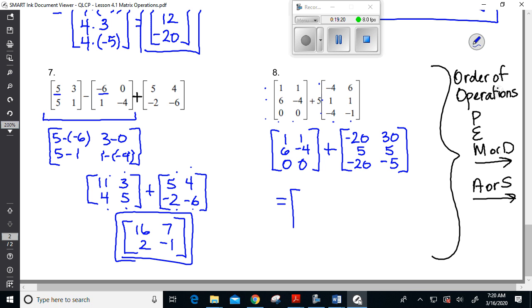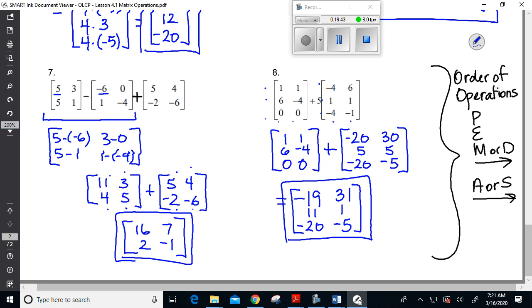Now we add the two matrices up. 1 plus negative 20, negative 19. 1 plus 30, 31. 6 plus 5, 11. Negative 4 plus 5, 1. 0 plus negative 20, negative 20. 0 plus negative 5, negative 5. And you get your answer.